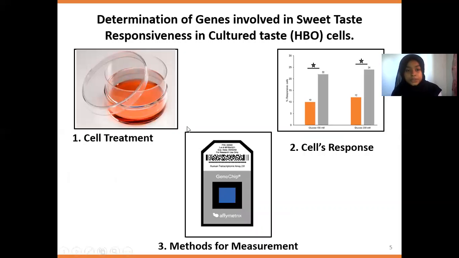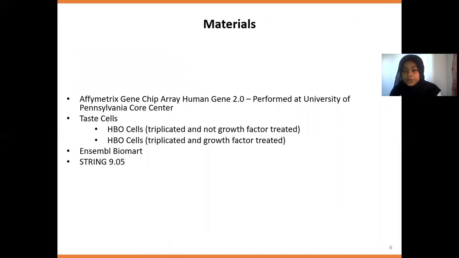And so the first step really was to treat the cells to create our two groups, our cells that were treated with the growth factor and our cells that were not treated with the growth factor. And the calcium imaging assay showed us that the cells that were treated with the growth factor, many more of them were responsive to glucose. So at that point, to understand that, we performed a chip array assay. And what a chip array assay does is it tells you how much mRNA is in your sample. And in our case, the chip array assay was performed at the University of Pennsylvania, and it was performed on both groups of cells. The groups of cells that were treated with the growth factor and the groups of cells that were not treated with the growth factor.